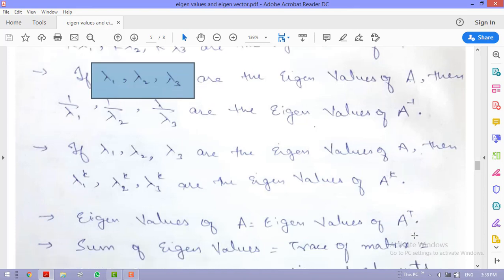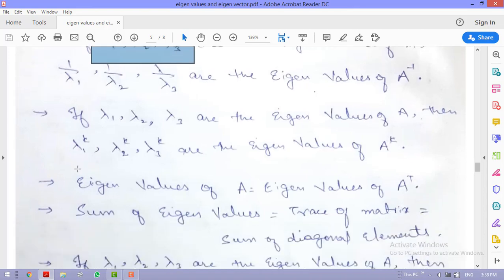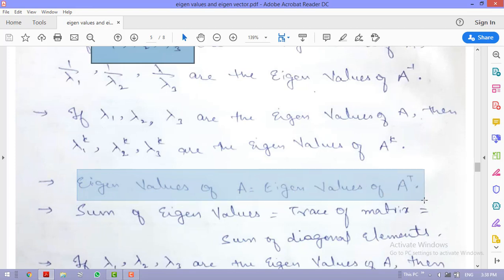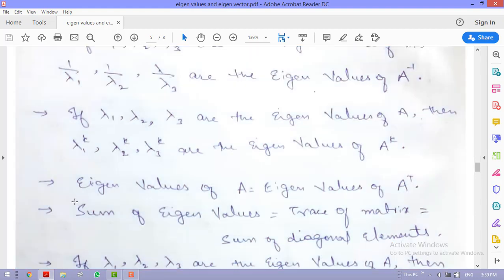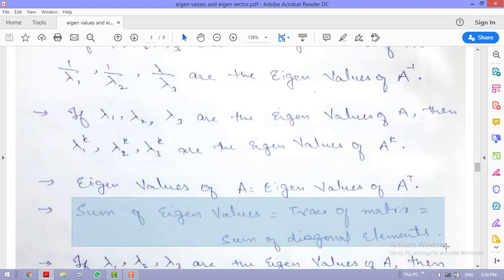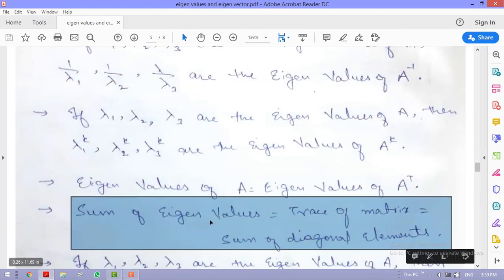Okay, then the next property is that the eigenvalues of A are equal to the eigenvalues of A transpose, right? Okay, and this is an important property of eigenvalues: the sum of eigenvalues is nothing but the trace of the matrix.